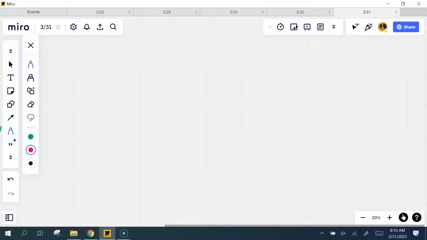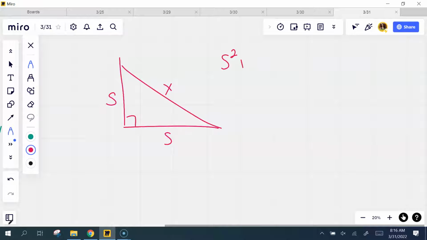An isosceles right triangle with legs of length S. Oh, this is a related rates problem. These are S. I called this length X, whatever it is, but I can use the Pythagorean theorem also to find that, right? S squared plus S squared is going to equal whatever that is squared. So 2S squared equals x squared. Do you agree or disagree with that?